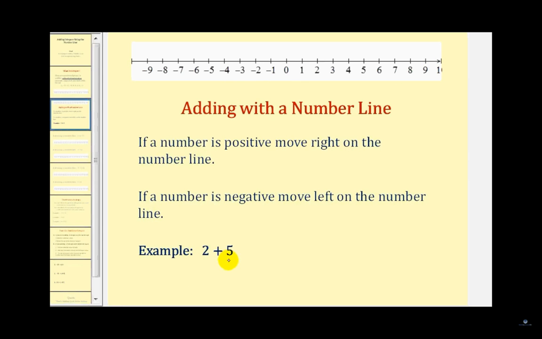So even though we know 2 plus 5 is equal to 7, let's go ahead and model this on the number line. We would start at 0 and move 2 units to the right because this is a positive 2. And then since we're adding positive 5, we'll move 5 more units to the right, which results in a sum of 7. Let's take a look at some additional examples.